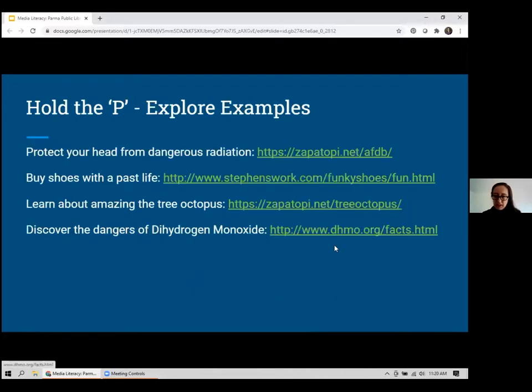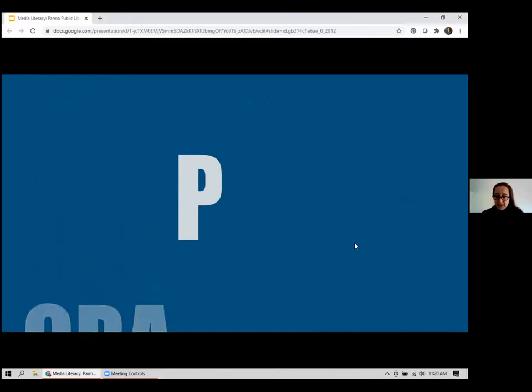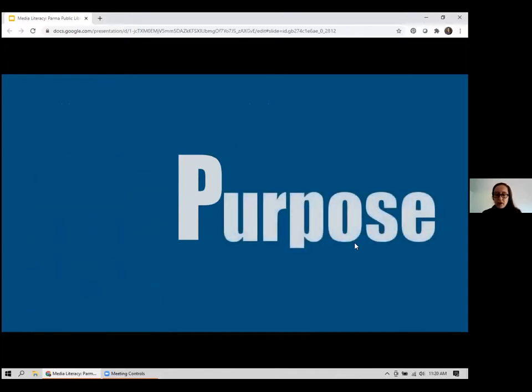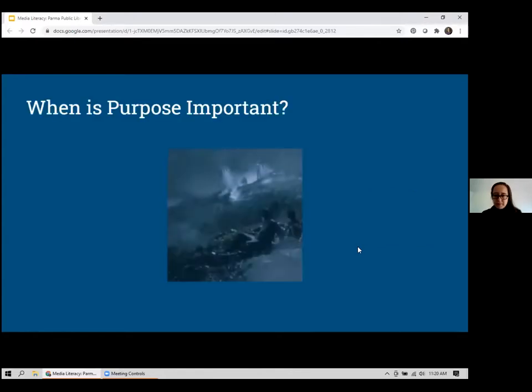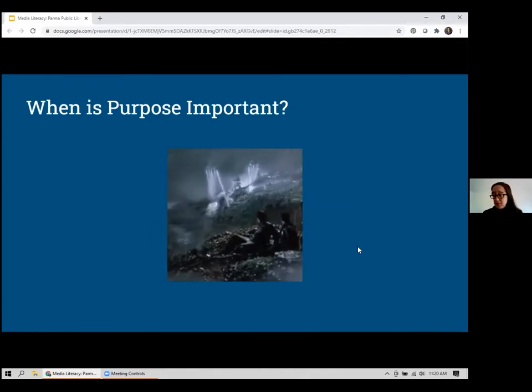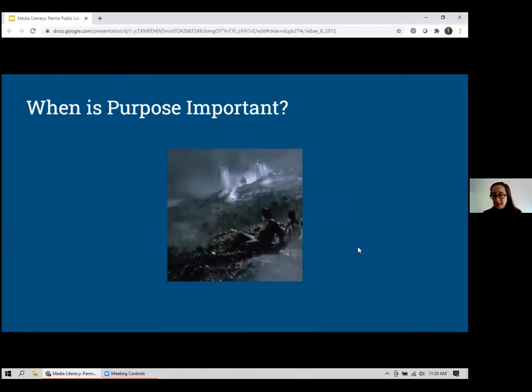Okay, so I'm going to skip that. So the last one is purpose. And I'm going to go into purpose a little bit more in the next presentation because it's such a big topic, but understanding the purpose of information can be important. And this does go back and relate to the motivations of misinformation, but it goes a little bit more in depth. Can anyone guess what this example is?